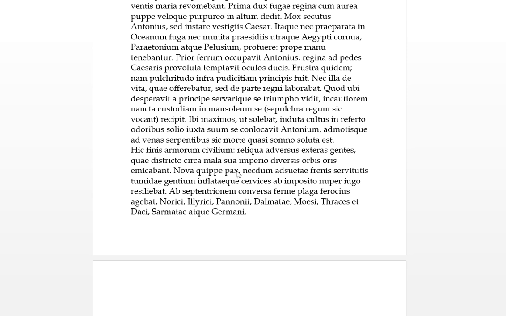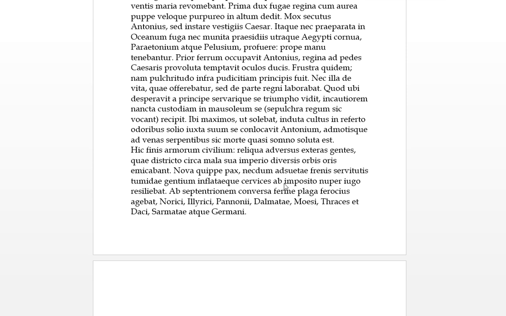Nova quippe pax. So there's a new piece, a new pax since this happened. Necdum, not yet. Adsueta, the accustomed frenus. These are reins you put on horses. Servitutis. So not yet the customary reins of servitude. Tumidae gentium inflataque cervices. So tumide means swollen. Gentium is of the races. Inflata, again, it's like tumula. So the swollen and swollen. Next to the, you want to say the big and haughty necks of races who had not yet been accustomed to reins of servitude.